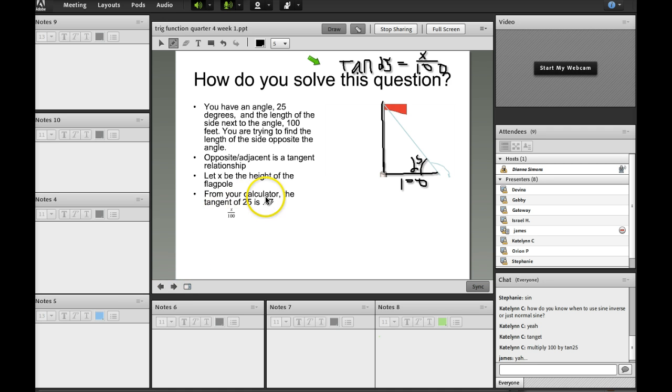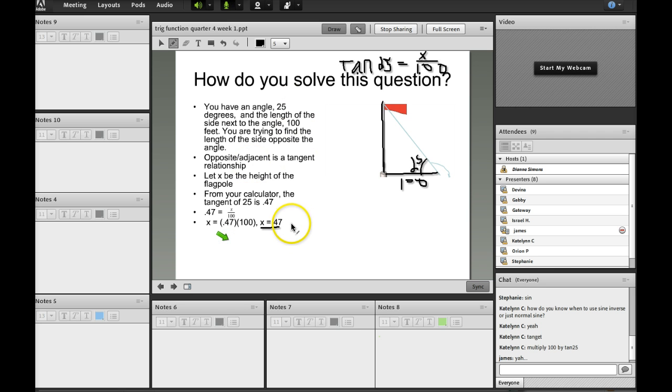And then from our calculator, we know that tangent of 25 is 0.47. So 0.47 is equal to x over 100. And again, like Caitlin said, if we multiply both sides by 100, we get that the height of this flagpole is 47, and it's feet, right?